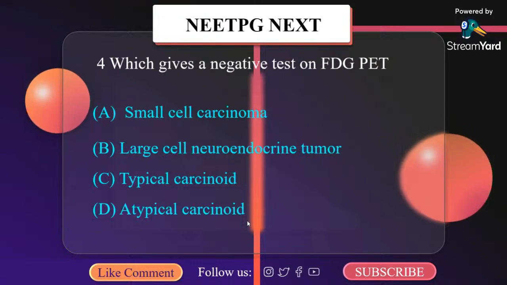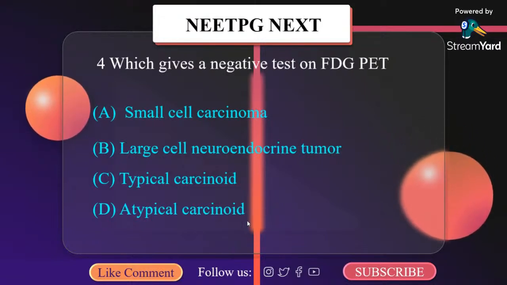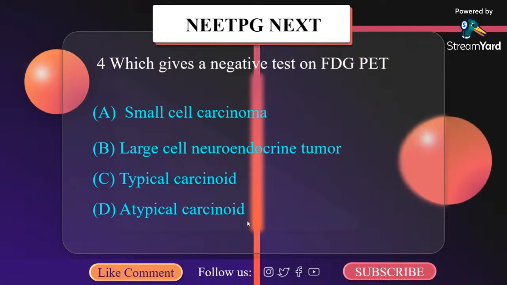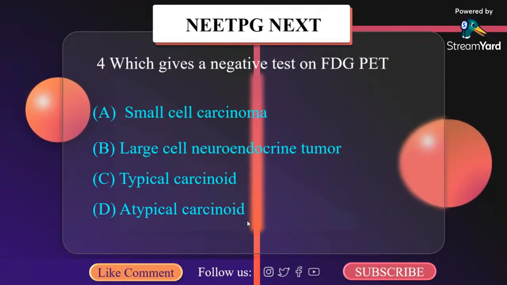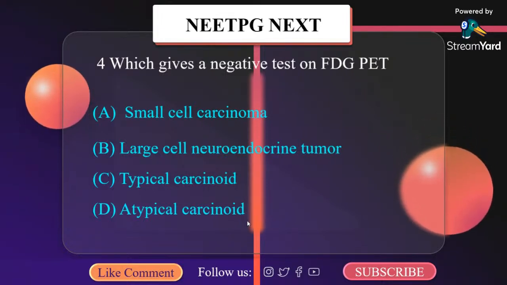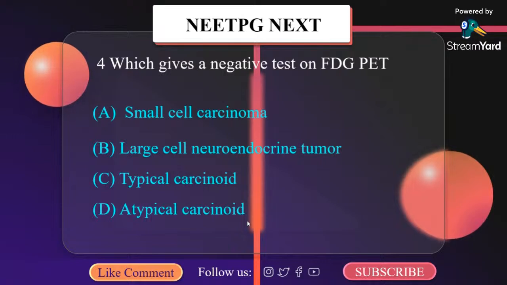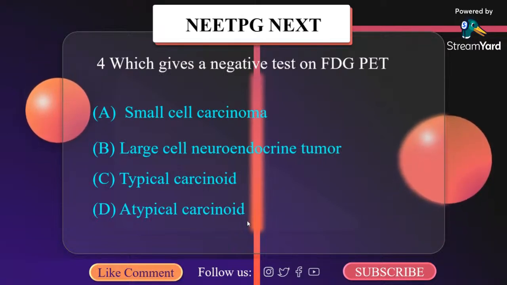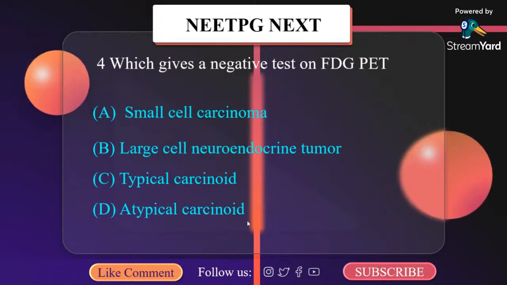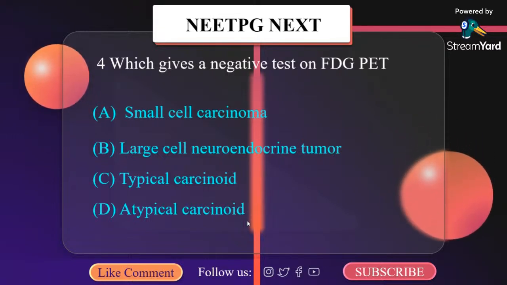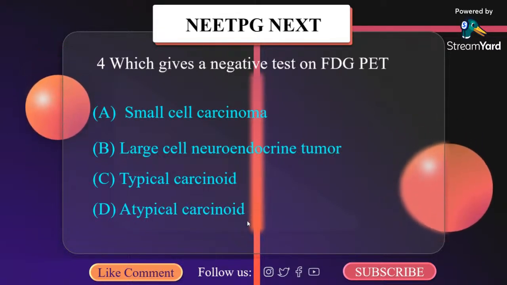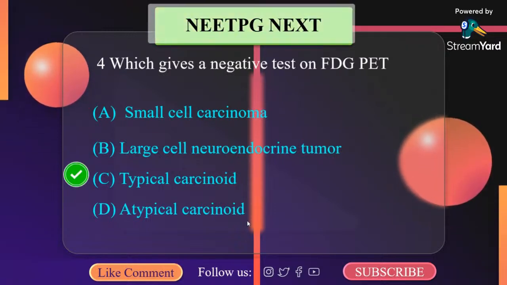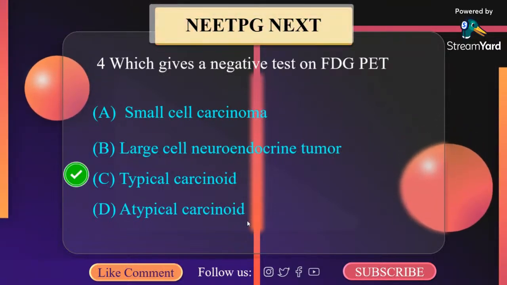Which gives a negative test on FDG PET. Now what is FDG PET? Can anybody please type in the chat box what is FDG PET? The correct answer here is typical carcinoid. Now listen carefully.